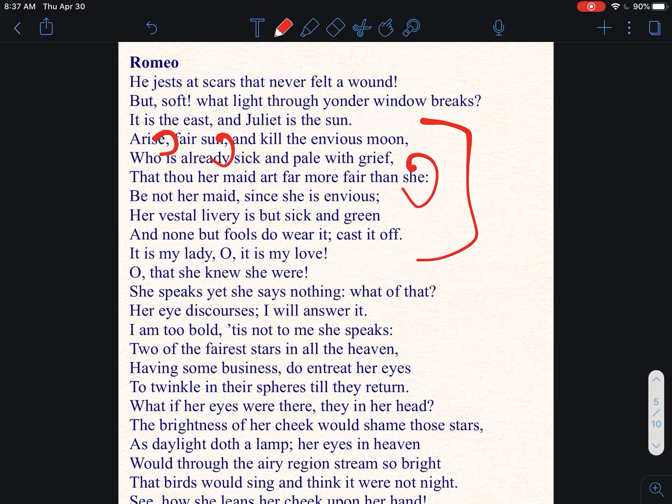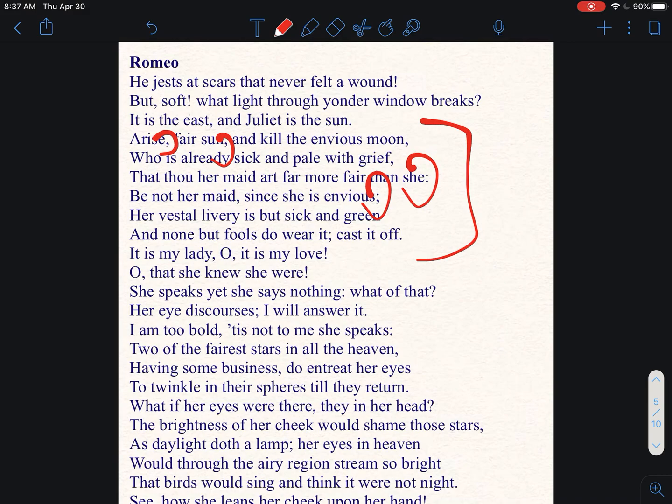Now, we get to a colon. We'll talk about that in a second. Technically, you could say that's the end of the idea, but it's not because of what colons do. So the idea continues to build, and it's compared. That thou, her maid, art far more fair than she. Be not her maid, you see, since she is envious. Same thing with a semicolon. It's just going to build the idea up. Her vestal livery is but sick and green, and none but fools do wear it.